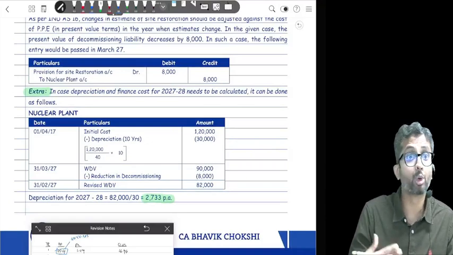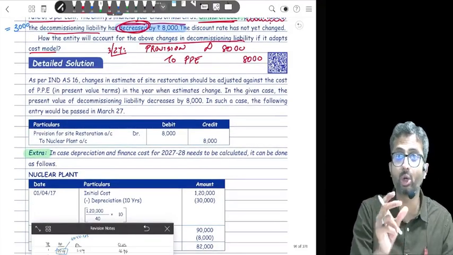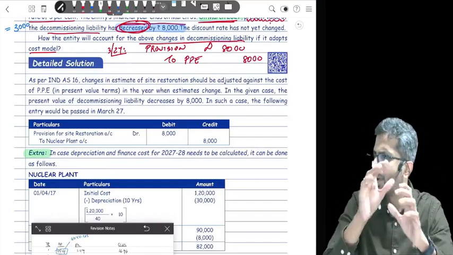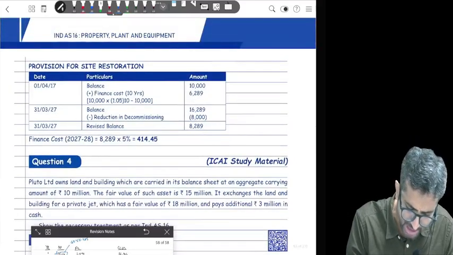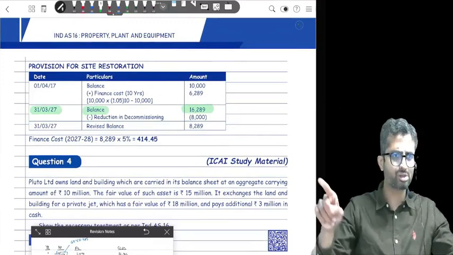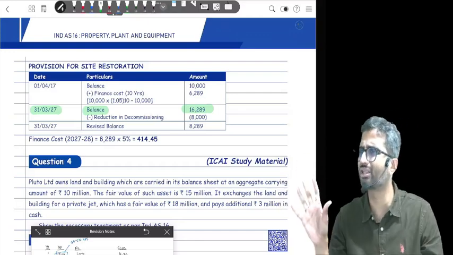Achha. Provision for site restoration. It was earlier 10,000. You must have done some unwinding over 10 years. Maybe you have reached a particular balance. We have come to that balance, let's say of 16,289. You can prepare an amortization table or you can do compounding for 10 years. You come to around 16,000.